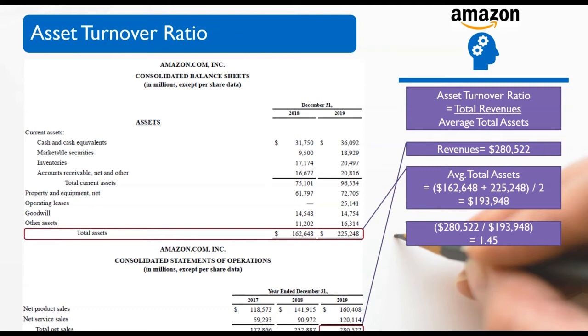So what does this mean? This tells us that Amazon is able to generate approximately 1.45 times of sales from its average asset balance. In other words, Amazon is able to generate approximately $1.45 per year for every dollar of asset it owns on its books.